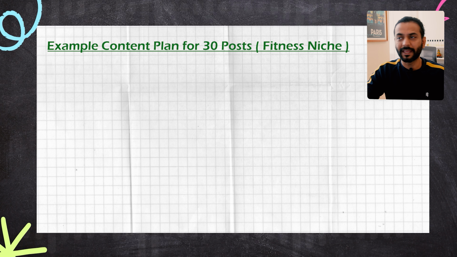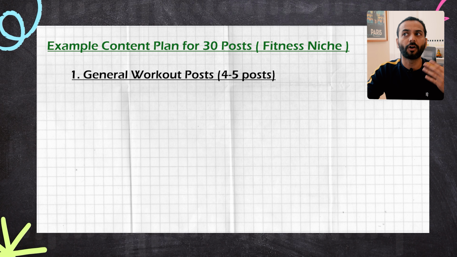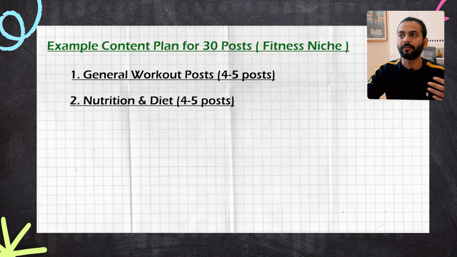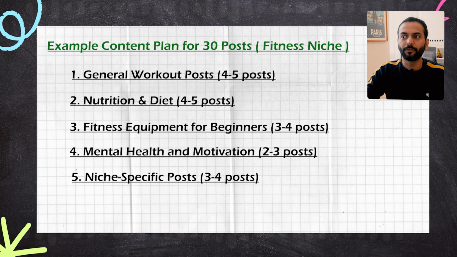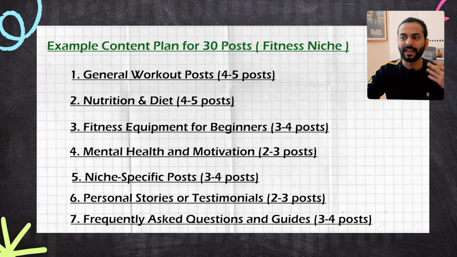Like we can see in this example I gave you, we write 5 blog posts about general workout. Then we write 3-4 blog posts about diet and nutrition. Then a couple of blog posts about fitness equipment. Then a few posts about mental health and motivation. Then personal stories, and then FAQs.